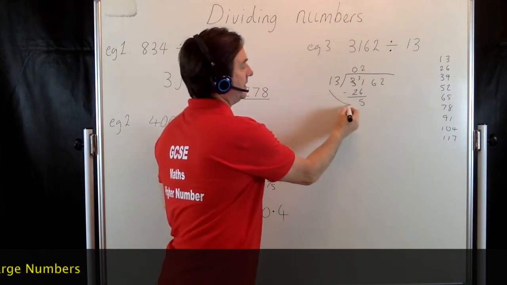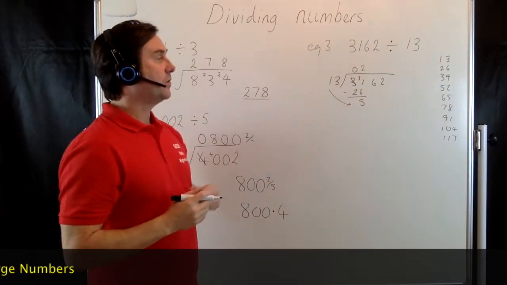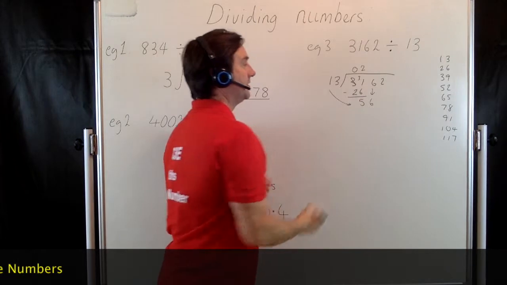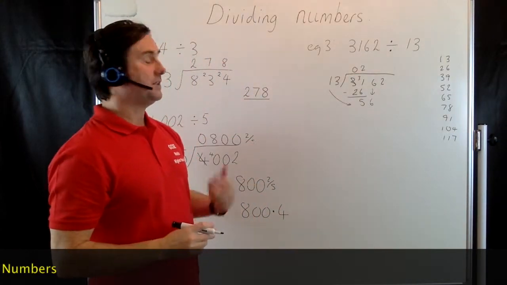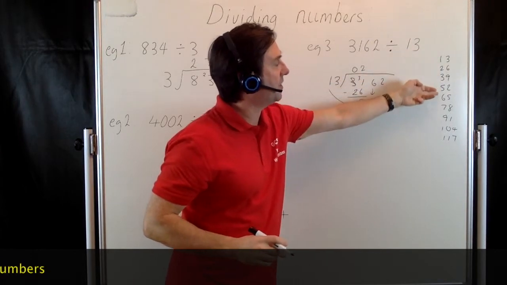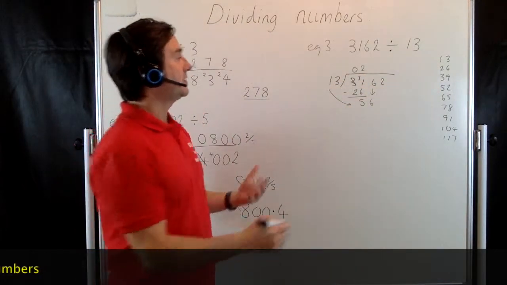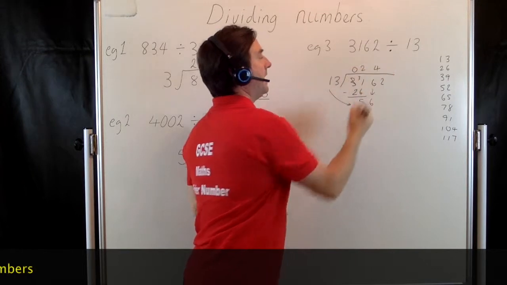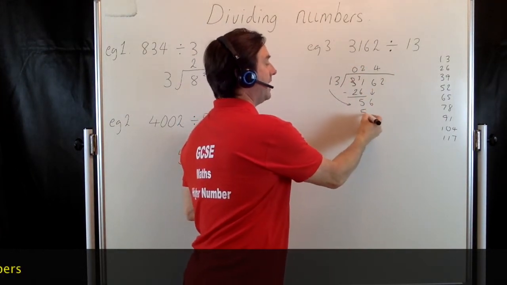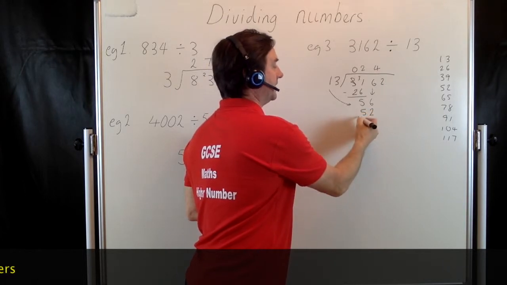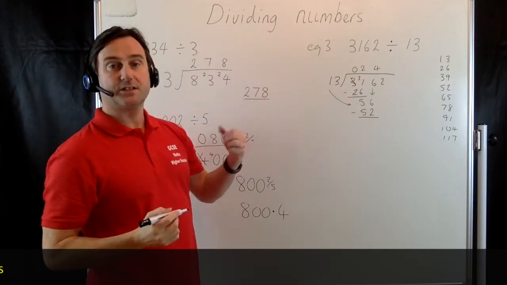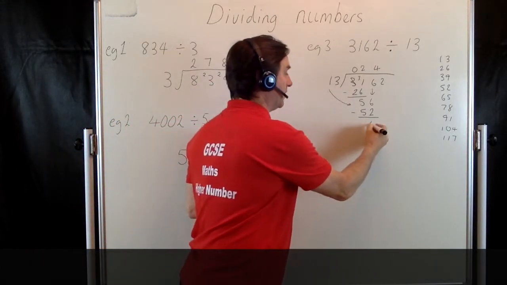13 into 5 will not go, so I bring down the 6. 13 into 56, well, if I have a look here, I can see that it goes 1, 2, 3, 4 times. It won't go a 5th time, so I write 4 up the top there. And I already know that 4 13s are 52, so I write that underneath the 56, and I take one away from the other. 56, take away 52, leaves me with 4.